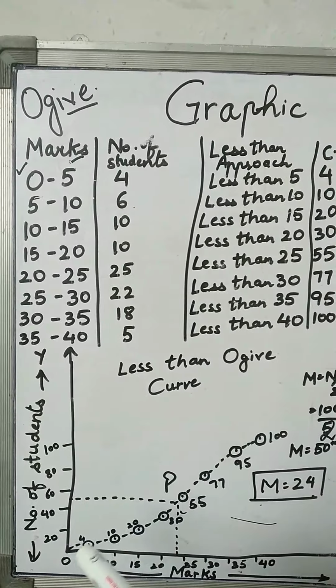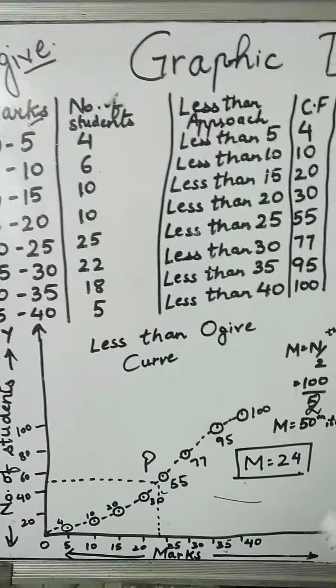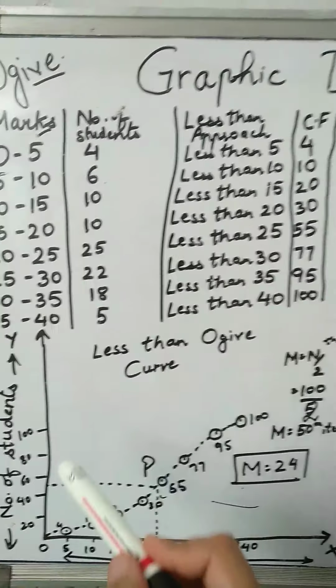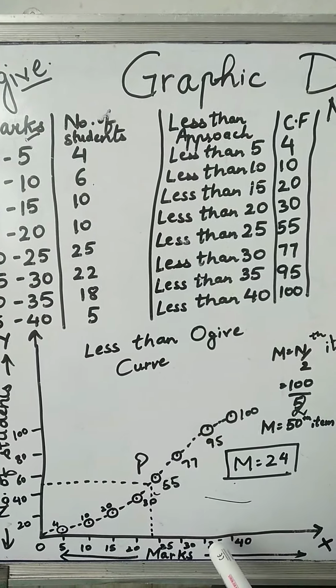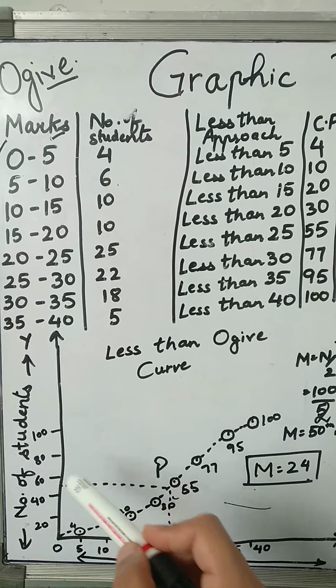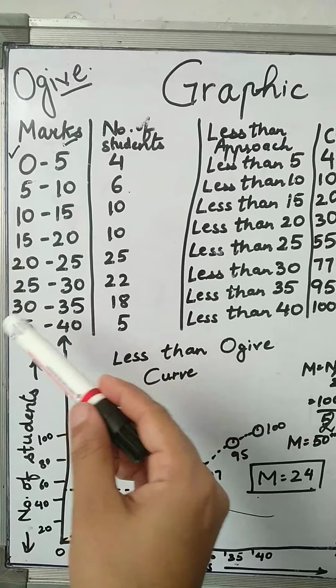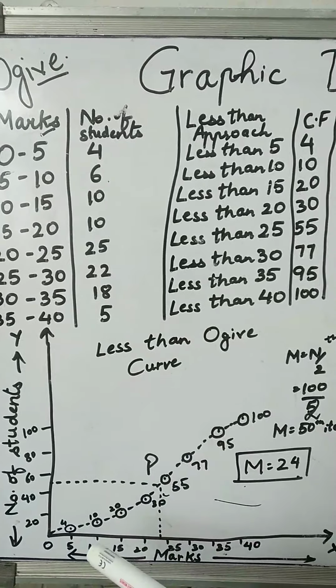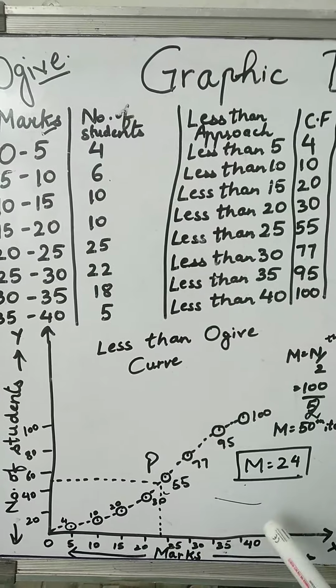Firstly, we will draw a graph having x-axis and y-axis. On the x-axis we will write the marks of the students and on the y-axis we will write the number of students. The class interval gap is 5 units, so we are considering 5 units for this x-axis.